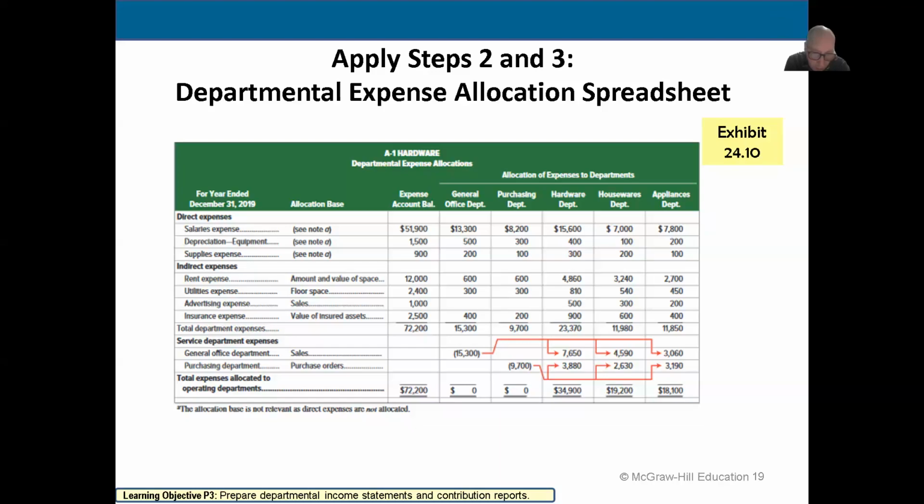Took general office department and we allocated based off of the sales amounts. Now, how do we do that exactly? Basically, all we did is we added up all the sales from each department and we found the percentage of sales from each department. And that's how we allocated that dollar amount. Kind of like our earlier example in our jewelry store. And I did the same thing for purchase orders. The purchasing department expenses were allocated based off of the number of purchase orders that came from each department.